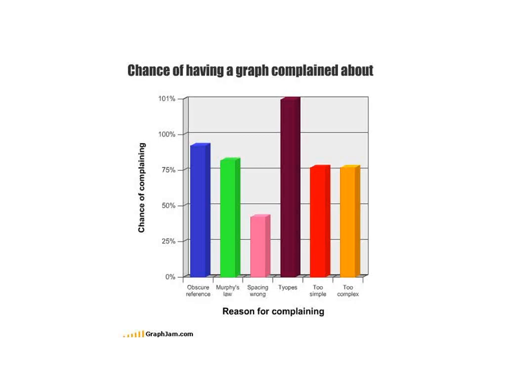So this is kind of a silly thing about your chance of people complaining about it and the reason for complaining. And you see the high one here is typos, which is itself a typo. Or too simple, too complex. Your spacing's wrong. I don't know what they mean by Murphy's Law. I guess because everything goes wrong.